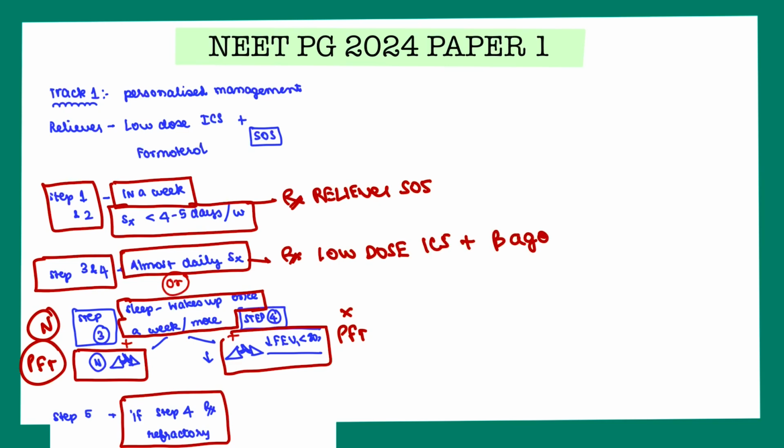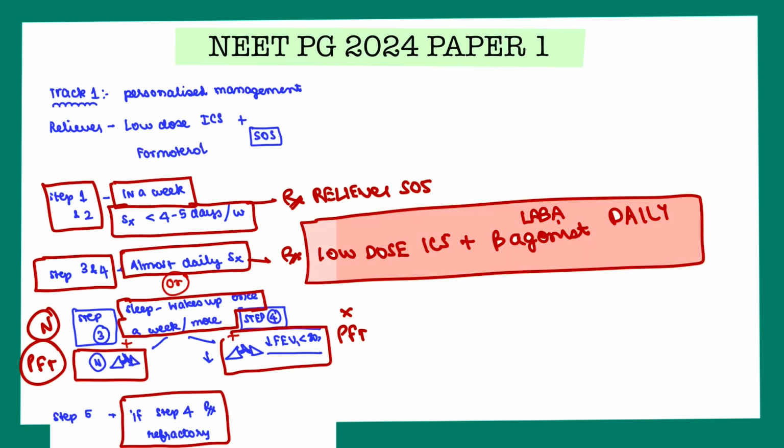In step 1 you should be using only reliever therapy, SOS. In step 3 you should be using MART, meaning you should be giving the patient daily low dose ICS with LABA, which is a beta agonist. So here you should be adding a low dose inhaled corticosteroid therapy like fluticasone.